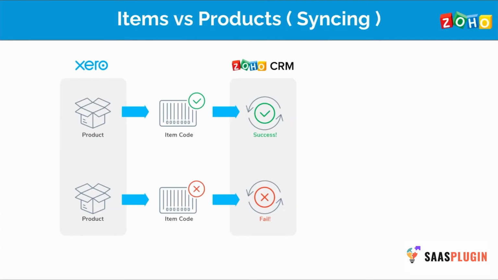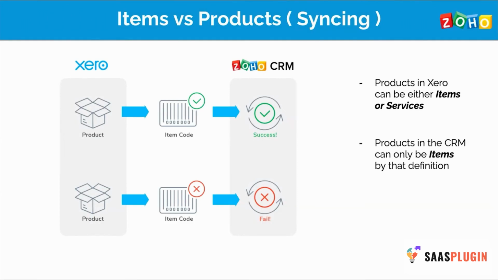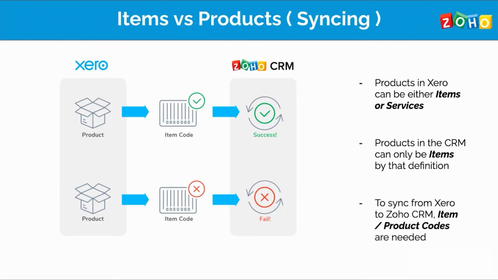So to wrap up this whole item product debacle, the difference between products and items is mainly based on the app the product is in. In Xero, it's more of a lenient term which refers to two types of products, and in the CRM, it refers to any one type of product, which by default must have a corresponding product code. Due to this difference, any product from Xero will essentially need to be an item, i.e. have an item code for it to be synced.